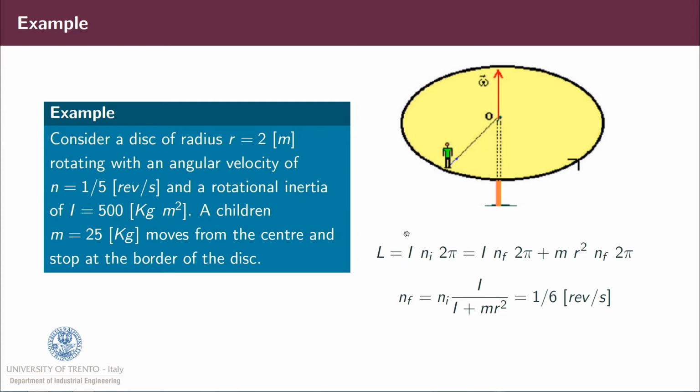Resolving this equation, since the angular momentum must be constant, the velocity at the final moment will be equal to the velocity at the initial moment times the inertia over the inertia plus the mass of the child times the radius squared, which will be equal actually to 1 over 6 revolutions per second.